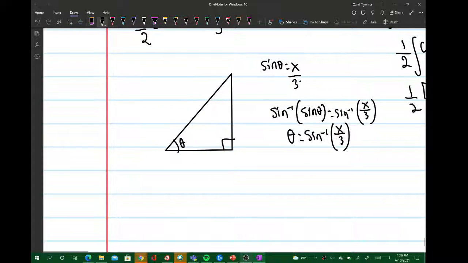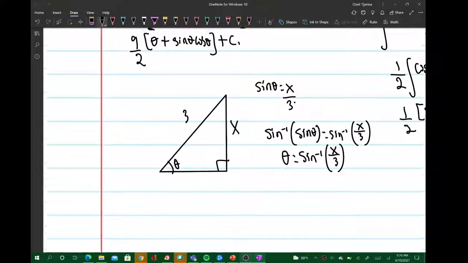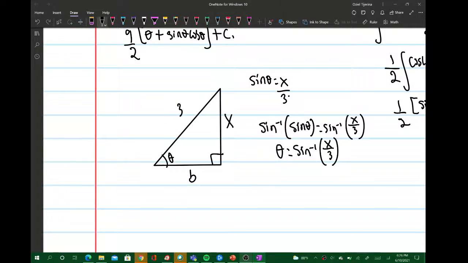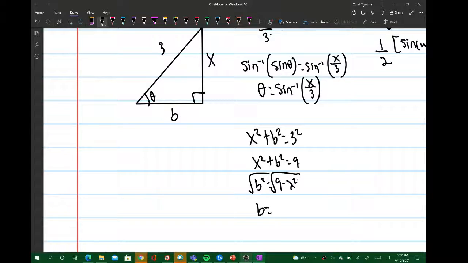So then that'll be, I know that, so basically it's opposite over hypotenuse, x over 3, and we want to find the third side. So we're going to use the Pythagorean theorem. So we have x squared plus b squared equals 3 squared, so x squared plus b squared equals 9. So then b squared is equal to 9 minus x squared. And taking the square root of both sides, we get that b is equal to the square root of 9 minus x squared.